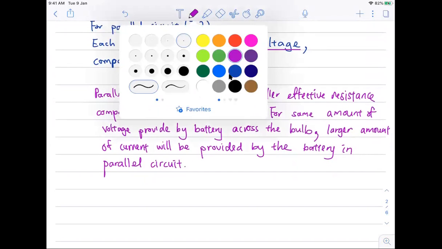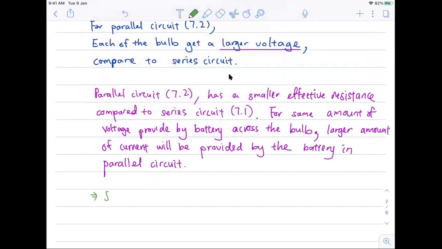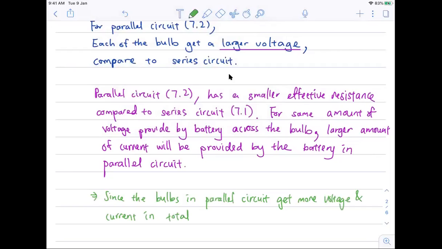So lastly, I will also say, since the bulbs in parallel circuit get more voltage and current in total, the brightness will be higher.